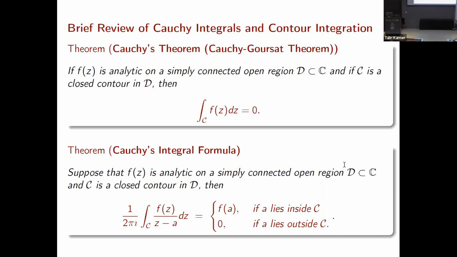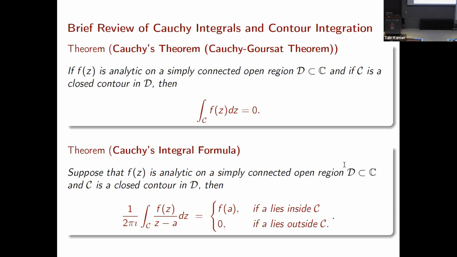So let's just briefly review the Cauchy integrals and the contour integration. One of the very powerful theorems, which I guess we learn in complex analysis, or maybe in some other courses, is the Cauchy theorem, or Cauchy-Goursat theorem sometimes. So if we have an analytic function on a simply connected open region of the complex plane, and if we have a contour in this region D which encloses our region, then if you take a contour integral of this function over the contour, it's equal to 0.